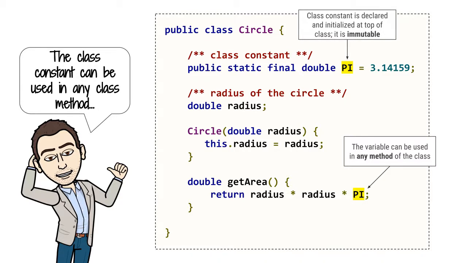Let's take a look at a brief example. Notice how the class constant pi is declared at the top of the class, and how it is in scope when it is used in the getArea method further down the class. This is how to deal with important values that do not change throughout your programs.